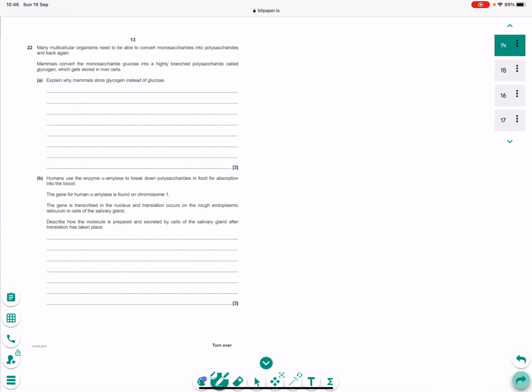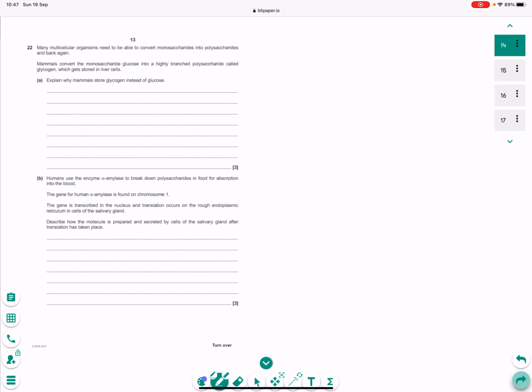22. Many multicellular organisms need to be able to convert monosaccharides into polysaccharides and back again. They do. We do it all the time. Mammals convert the monosaccharide glucose, a sip of coffee there, into a highly branched polysaccharide called glycogen, which gets stored in liver cells. Explain why mammals store glycogen instead of glucose. Man, they always ask this.